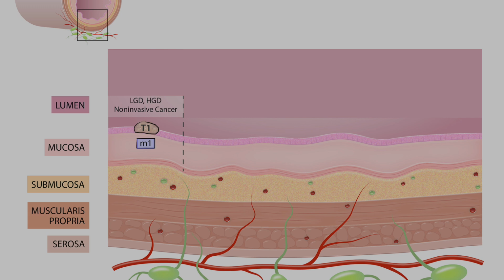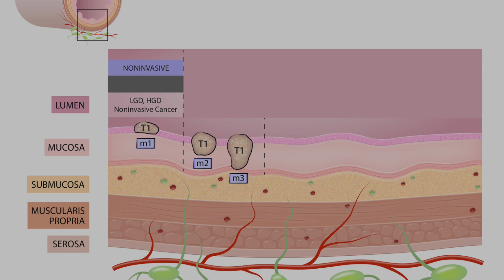This is not invasive at all. It is staying in the epithelium. When it goes from the epithelium into the lamina propria, then this is what we call intramucosal cancer, as long as it is limited to the muscularis mucosa. Intraepithelial neoplasia, low-grade dysplasia, high-grade dysplasia, intramucosal cancer can be removed using endoscopic mucosal resection. If you remove that, you lead to curative resection.